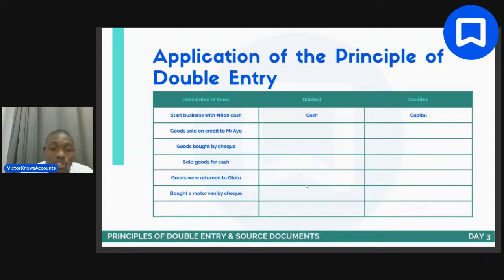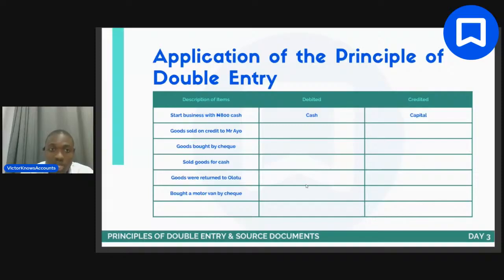The next one, bought a motor van by check. When a motor van is bought, we have two accounts: the motor van and the bank account. Who is giving, who is receiving? When you buy a motor van by check, you debit your motor van account and you credit bank account. Why? Bank is giving money because you are buying a motor van. So bank is giving, so you credit bank. But motor van is receiving, so you debit motor van.